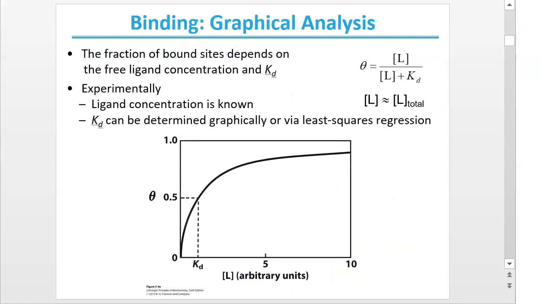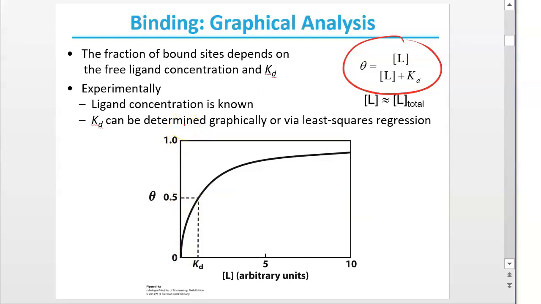So when you make a graph of the fraction on the y-axis, that's the fraction of bound sites, versus the concentration of the ligand on the x-axis, this equation takes the form of a hyperbola. The hyperbola starts at 0 on this type of graph, and then it approaches an asymptote of 1. So it never reaches 1, but 1 is the maximum. Obviously, because 0 sites being bound is a fraction of 0, and 100% of the sites being filled with the ligand is a fraction of 1.